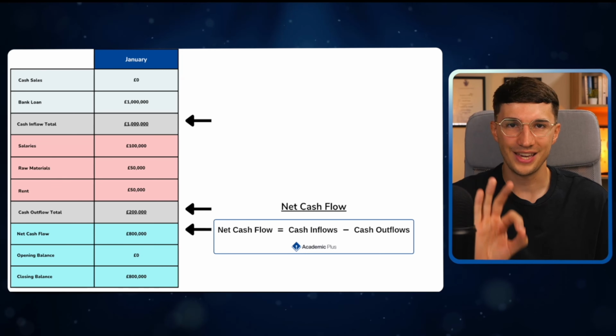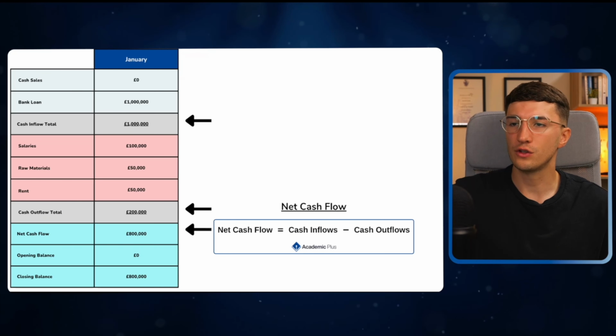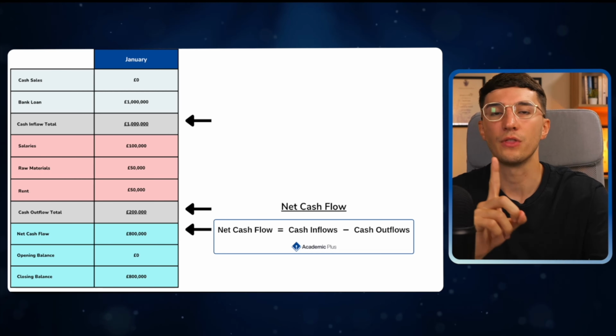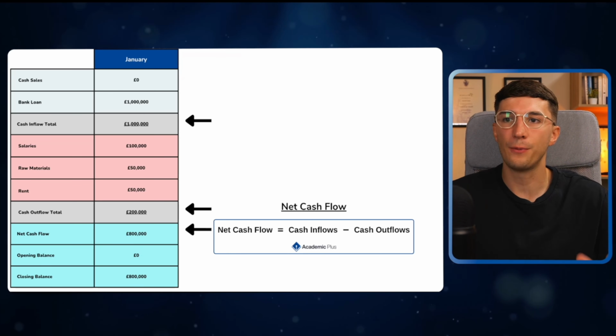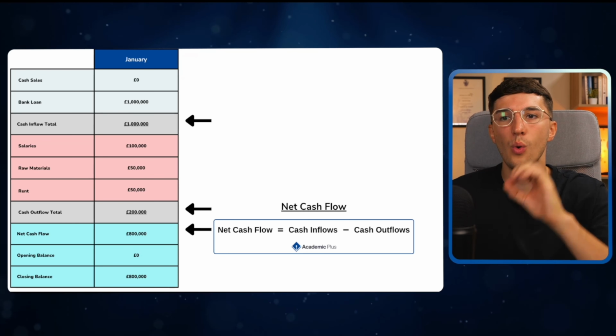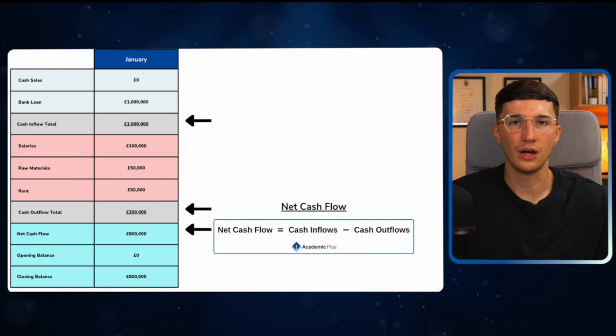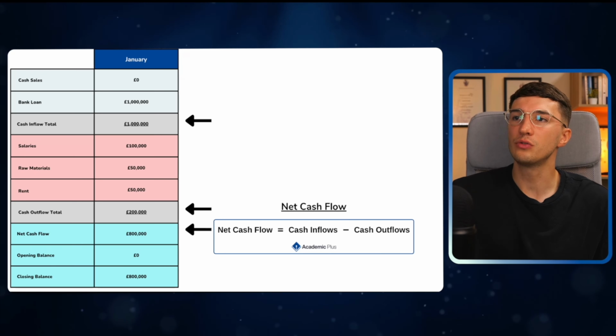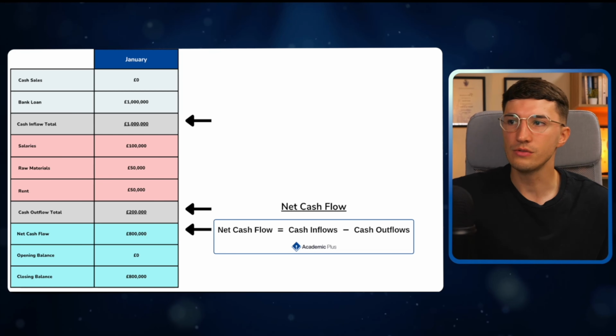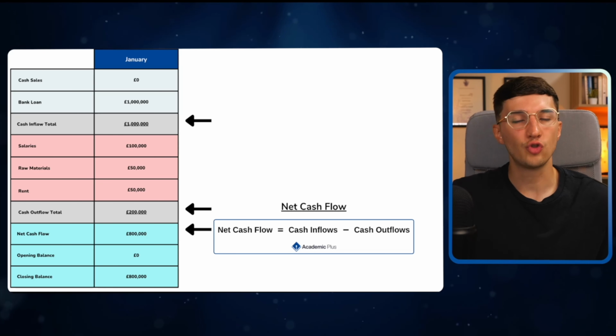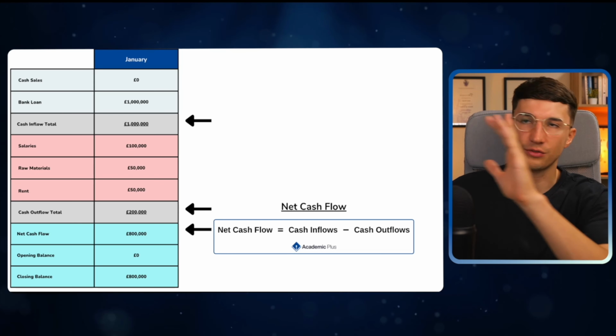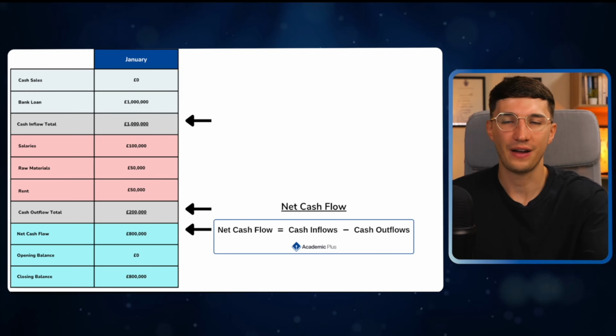Now there's a couple key calculations that we need to know. First of all will be our net cash flow. The way we calculate this, really simple. You take your cash inflow total minus your total cash outflows. So you can see here our total cash inflow is £1 million. Our total cash outflow is £200,000. So our net cash flow in January is £800,000.